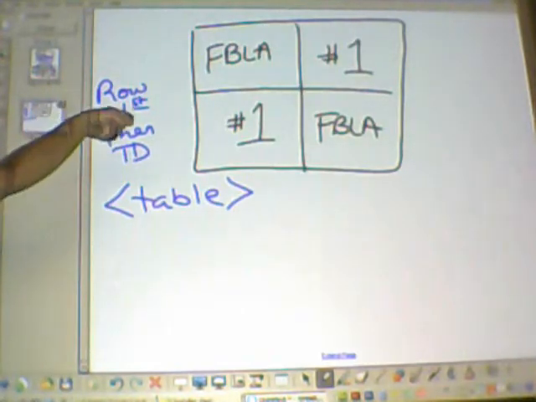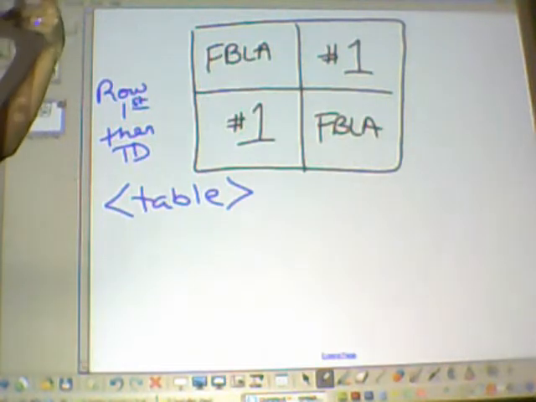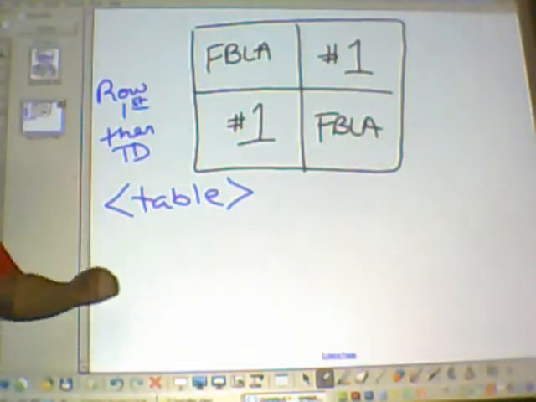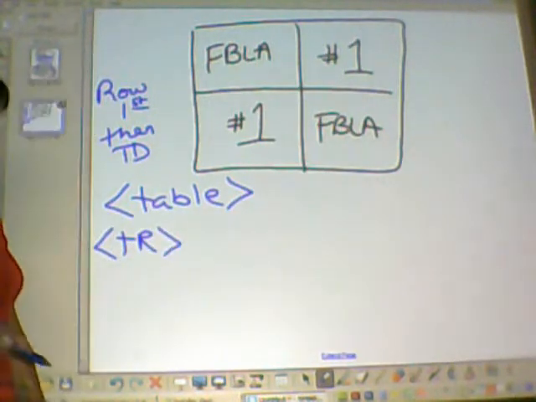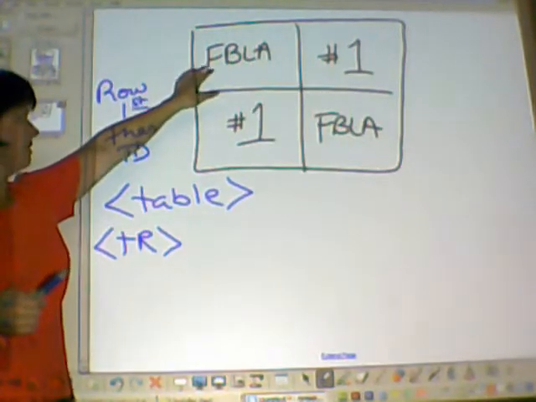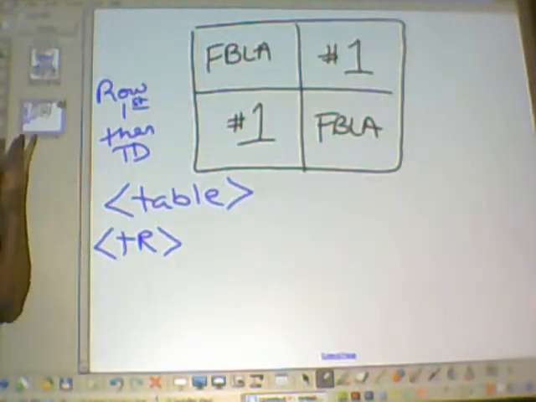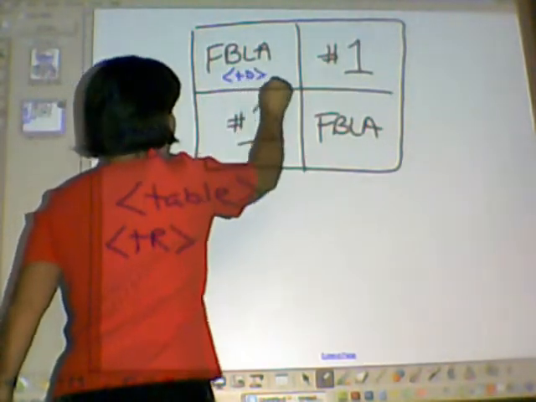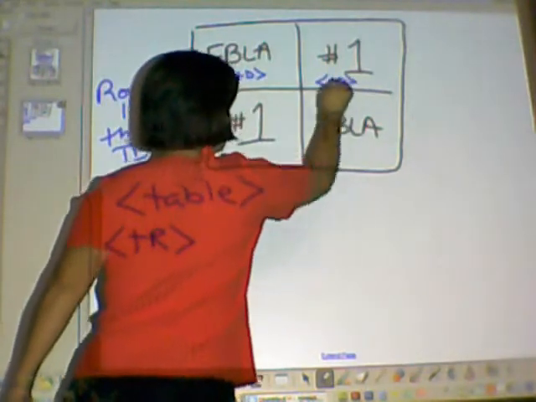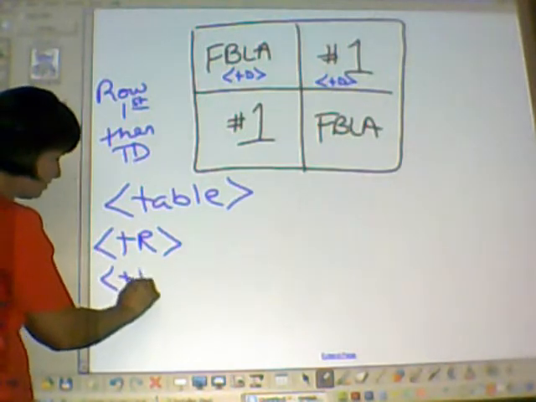So, how many rows do we have? Two. Are we going to start with row 2 first, or are we going to start with row 1 first? We're going to start with row 1. So we're going to tell the computer TR for table row. And what's in row number 1? How many data cells? 2, right? We have data cell number 1, so this is a TD, and this is a TD, correct? So in row 1, we're going to have 2 data cells.